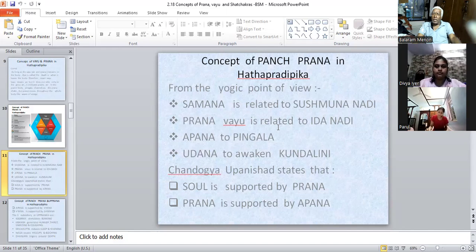Prana vayu is related to ida nadi. Why ida nadi? Ida is on the left nostril. Ida activates the parasympathetic nervous system. Pingala activates the sympathetic nervous system. Now, pranavayu is related to ida nadi. Why? The intake of oxygen and the carbon dioxide comes through ida nadi.